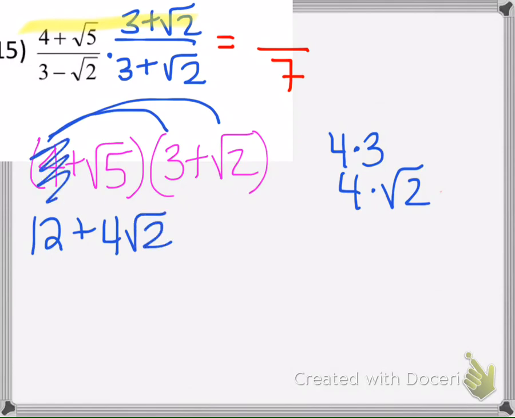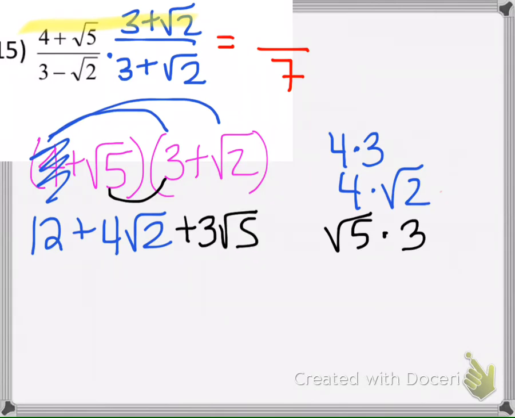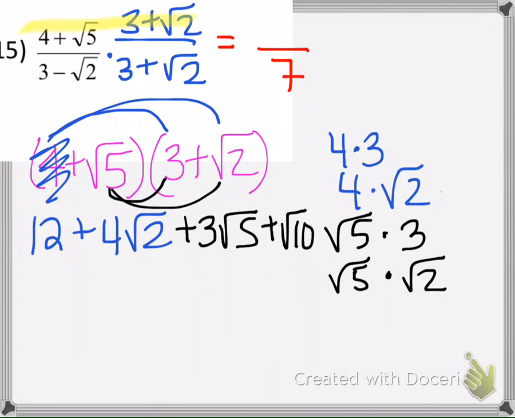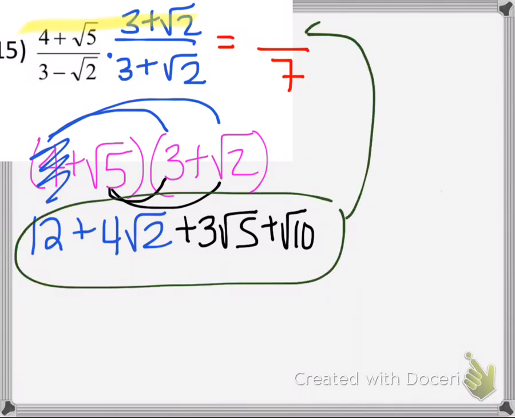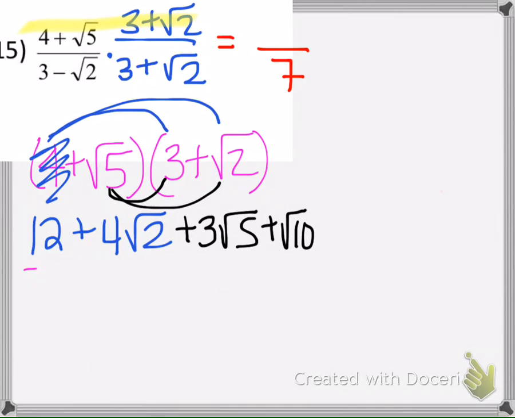So we're done there. Now we have to do the 5. So the square root of 5 times 3 is 3 rad 5. And then the square root of 5 times the square root of 2 is the square root of 10. Alright, so this is what we have here in the numerator. So in other words, all of this is on top of 7.